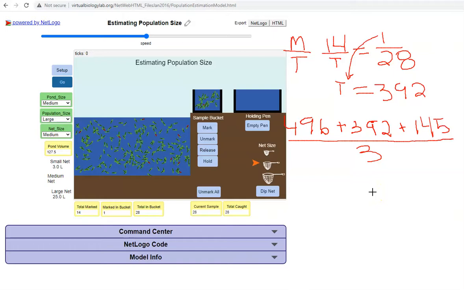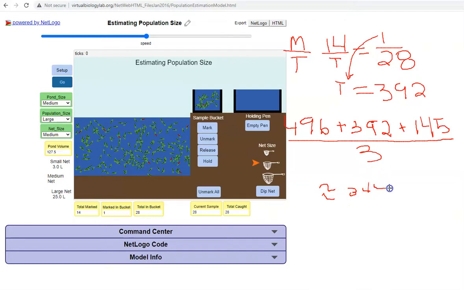So you're going to want to show the work for these 3 trials on your paper. There's space on there to do that, so I want to see the work, and I want to see what you set up and what you dipped and got in the bucket, etc. and then divide by 3, and my estimate for this population is 344.